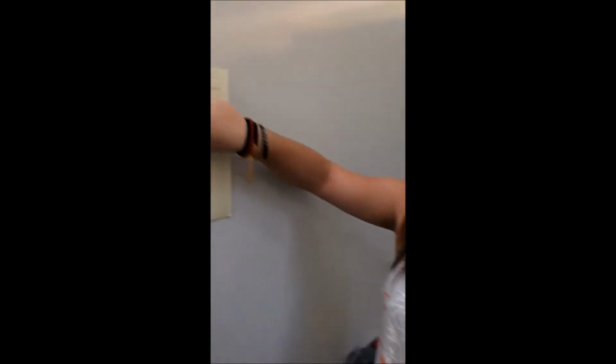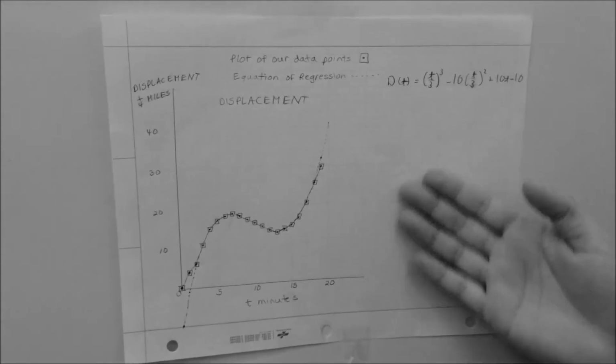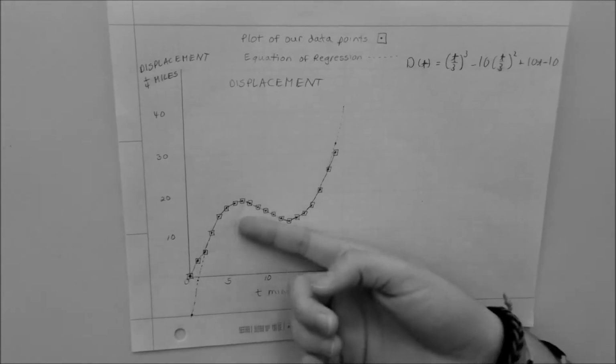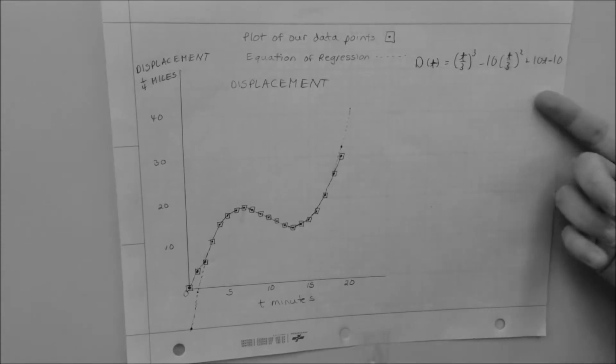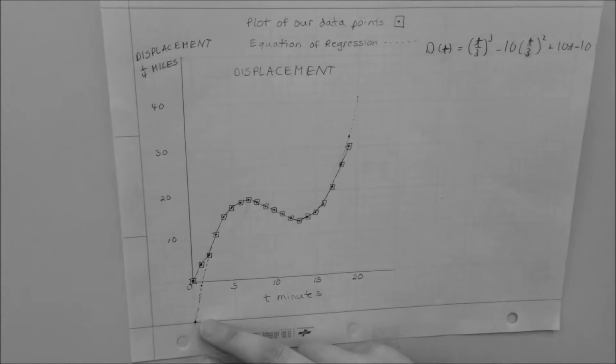Okay, this is the time from our road trip, the distance from the last minute that we took from our time. This is the area that we turned around, and you can see that's positive here but negative here, and this is our total displacement. So this is the plot of our data points. We have our equation of regression, and our graph, the dotted lines show the actual equation, which is a really good fit besides the first couple minutes, which is kind of off.